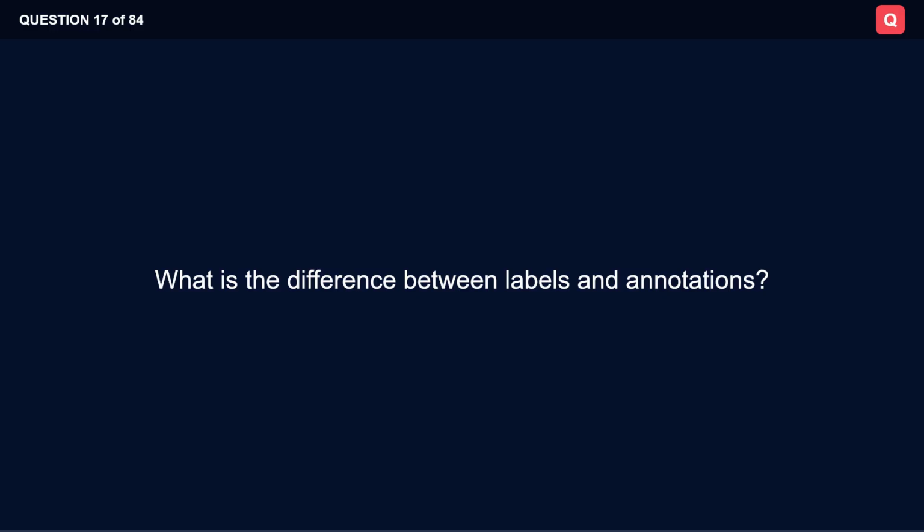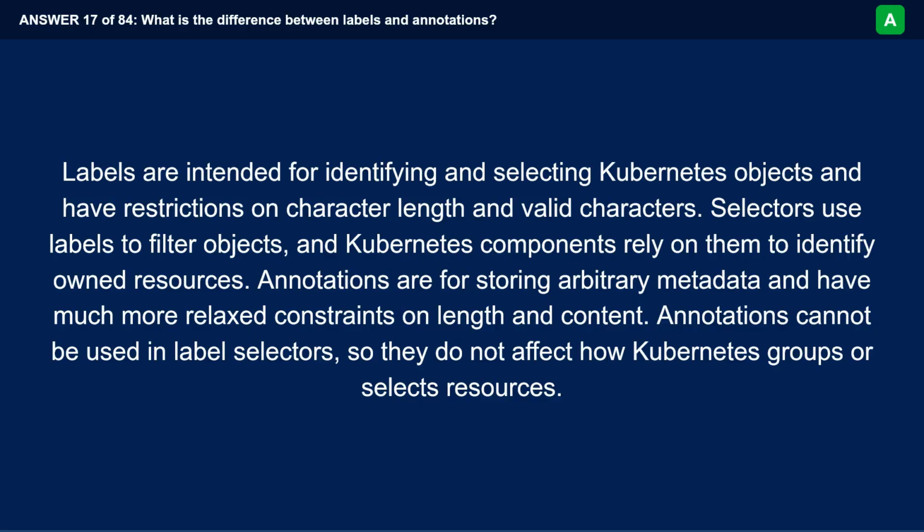What is the difference between labels and annotations? Labels are intended for identifying and selecting Kubernetes objects and have restrictions on character length and valid characters. Selectors use labels to filter objects, and Kubernetes components rely on them to identify owned resources. Annotations are for storing arbitrary metadata and have much more relaxed constraints on length and content. Annotations cannot be used in label selectors, so they do not affect how Kubernetes groups or selects resources.